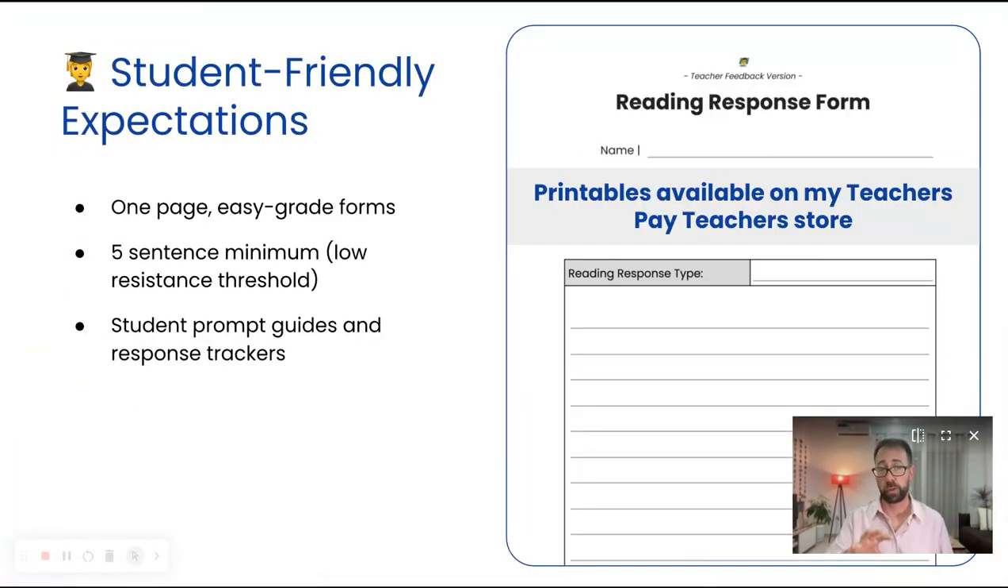The thing that's great about these reading responses, here you see on the screen, is a real simple reading response form. It's a 1-page, 5-sentence minimum. So most of my students, they'll get that 5-sentence and they'll be like, okay, we're good. Some will extend past that. Some struggle to meet that 5-sentence minimum. But it's a real low resistance threshold.